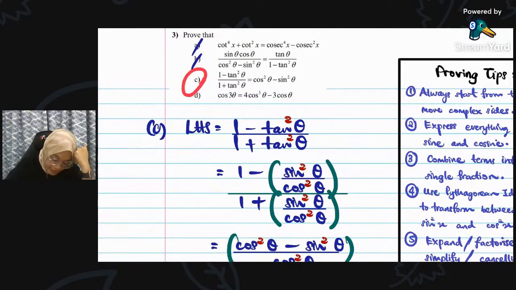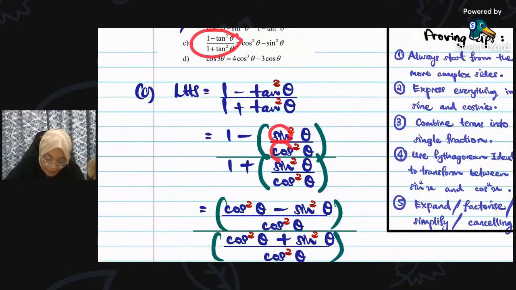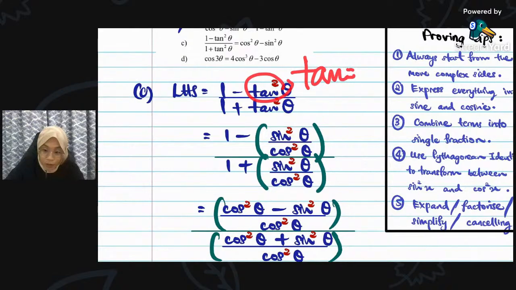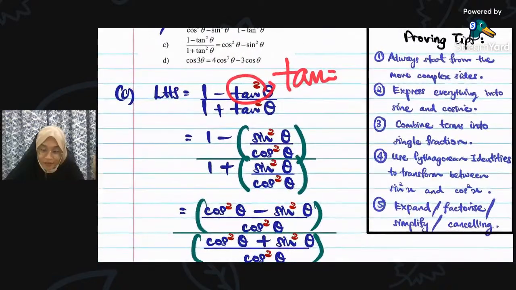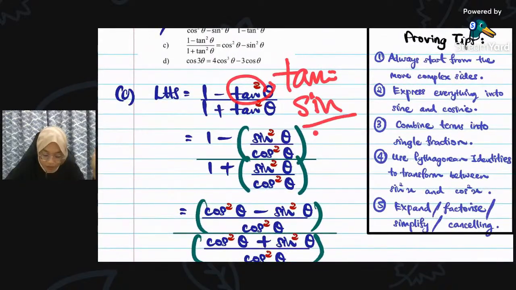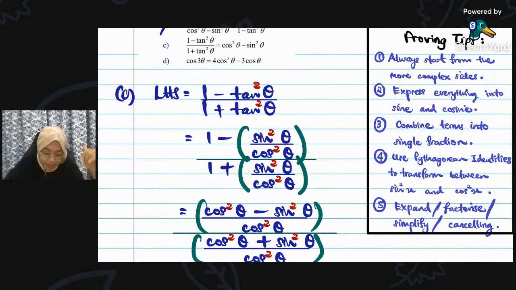So now question C lah. So question C, which one is more complex antara tangent and cos? Of course, we would start from tangent again. We start from tangent. We sub in the sine and the cos. Sine and cos is from the tangent, but you know that tangent is equal to sine of a cos. So yeah, you just use it and don't forget to put the square.